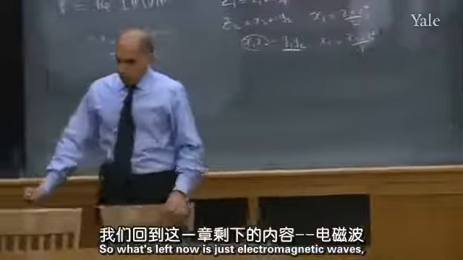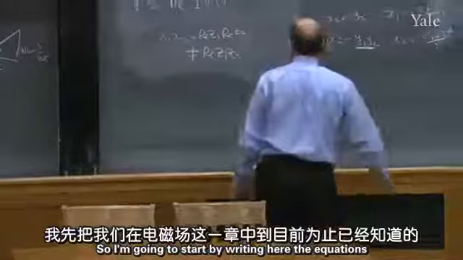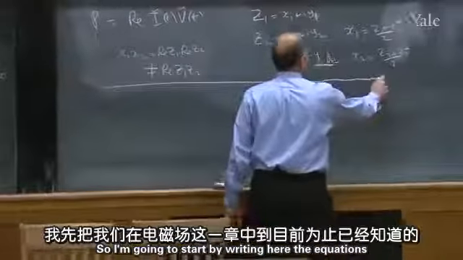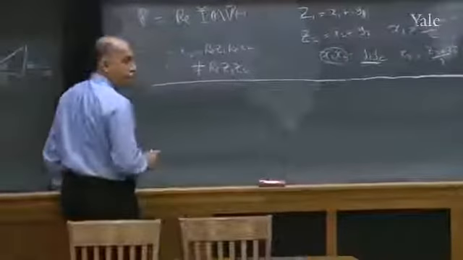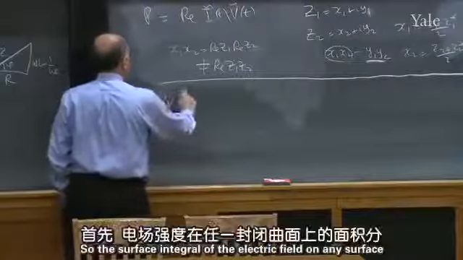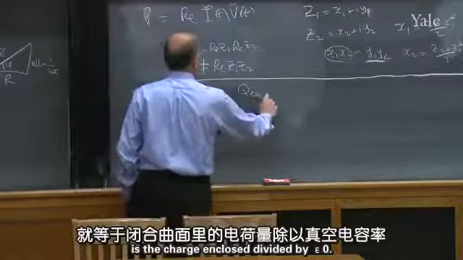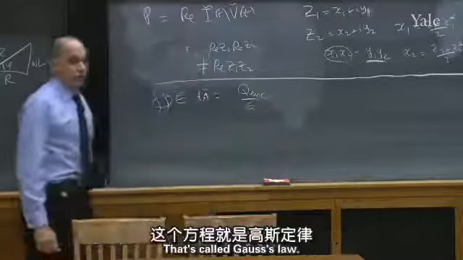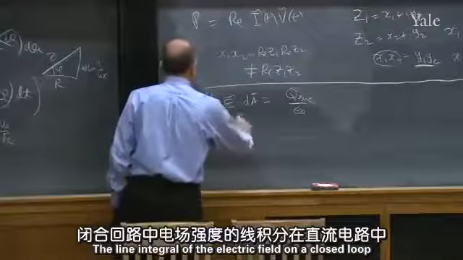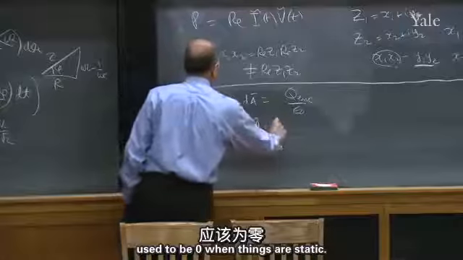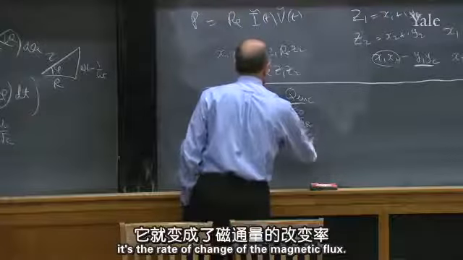So what's left now is just electromagnetic waves, and we're sort of building up to electromagnetic waves. So I'm going to start by writing here the equations that we know about electromagnetism as of now. So the surface integral of the electric field on any surface is the charge enclosed divided by epsilon 0. That's called Gauss's law. The line integral of the electric field on a closed loop used to be 0 when things are static, but when things are changing with time, it's the rate of change of the magnetic flux.